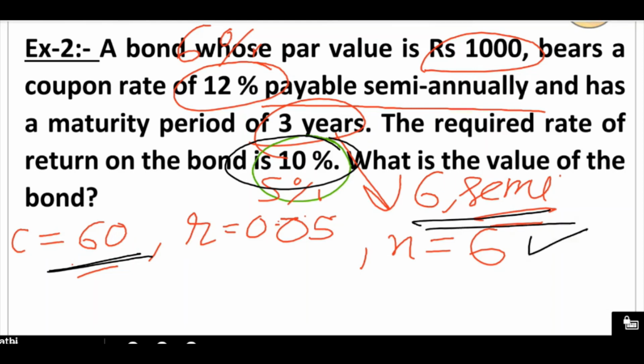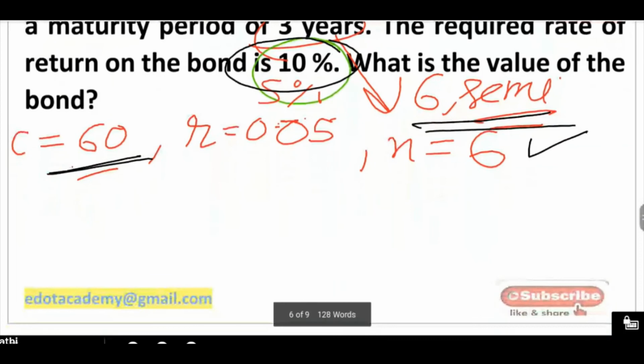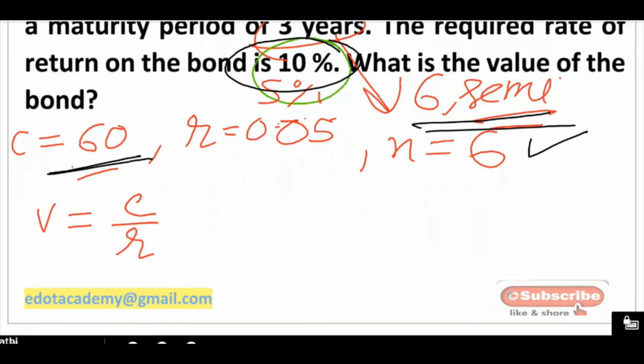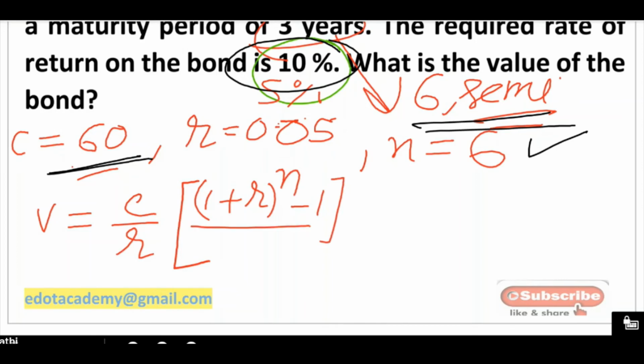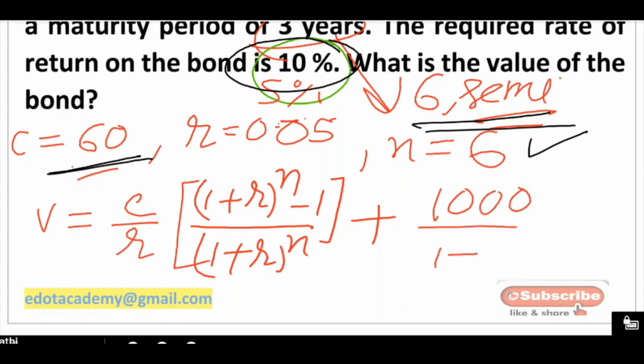Okay, now I write the formula here, then we put the values. The formula for value will be like this: V equals C by R, because I'm writing the formula of the present value of an ordinary annuity, into (1 plus R) to the power n minus 1, divided by (1 plus R) to the power n. Plus, because we have to get back our 1000 rupees, 1000 divided by (1 plus R) to the power n. So we'll get 1000 rupees back also. Correct?